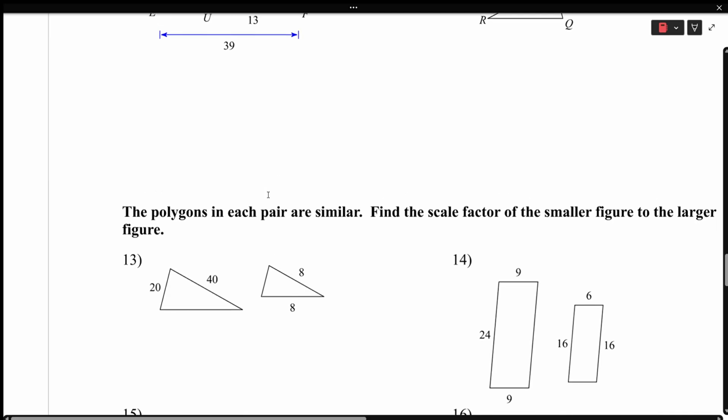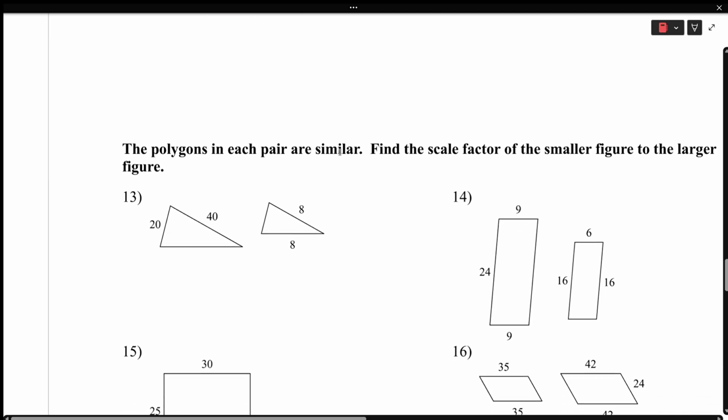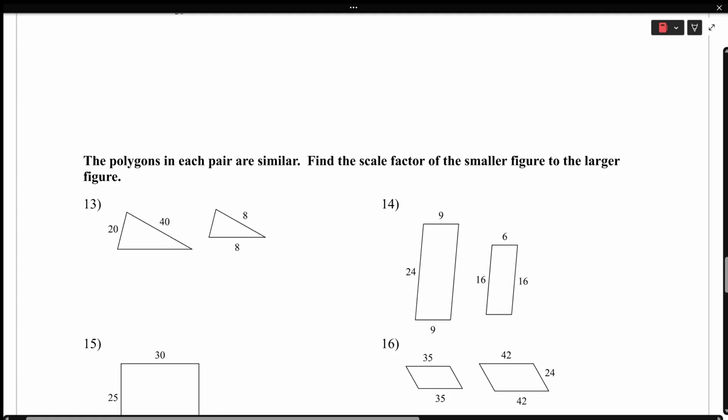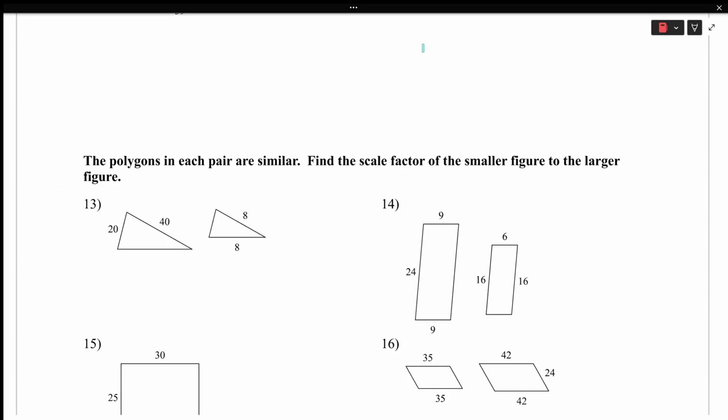So let's look at this one. The polygons in each pair are similar. Find the scale factor of the smaller figure to the larger figure. So that means our smaller figure is our pre-image. We're starting at the smaller one. And then our larger figure is the image.